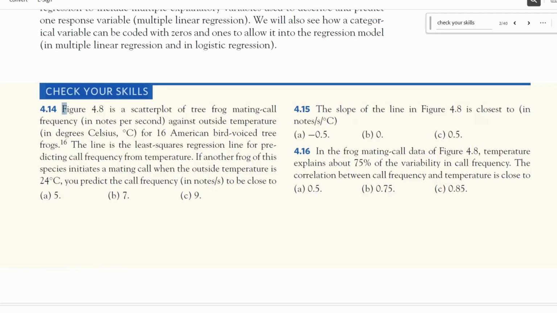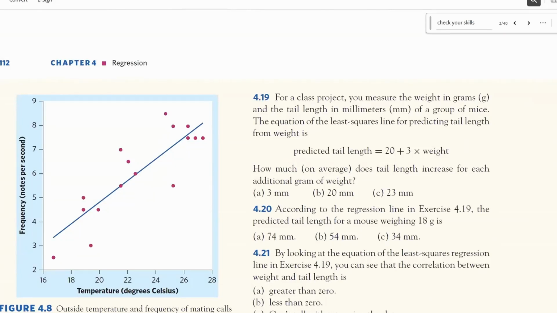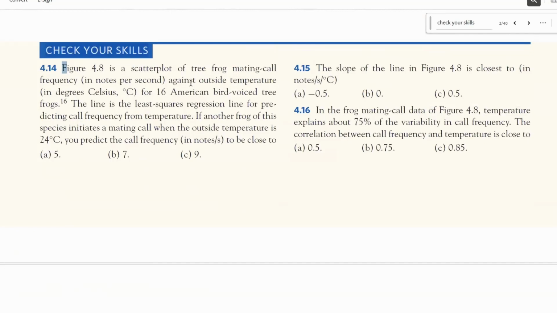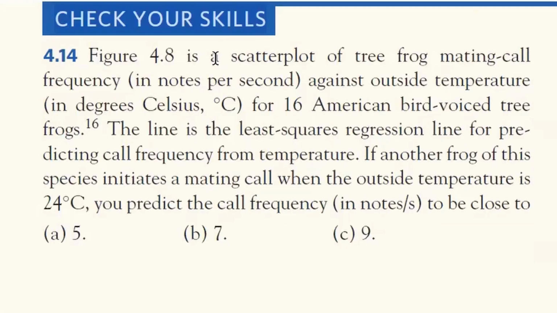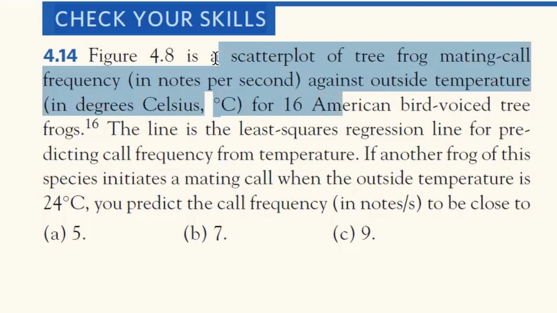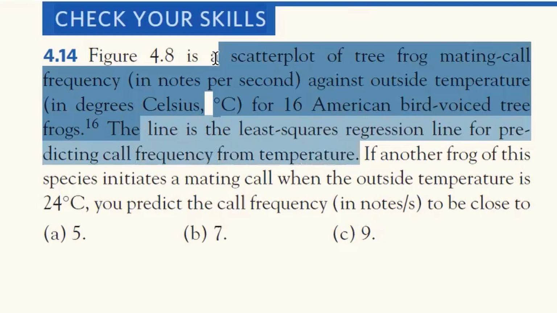Figure 4.8, where's figure 4.8? There it is, figure 4.8. You all know how to read graphs by now, right? Figure 4.8 is a scatter plot of tree frog mating call frequency in notes per second against outside temperature in degrees Celsius for 16 American bird voice tree frogs. The line is the least squares regression line for predicting call frequency from temperature.